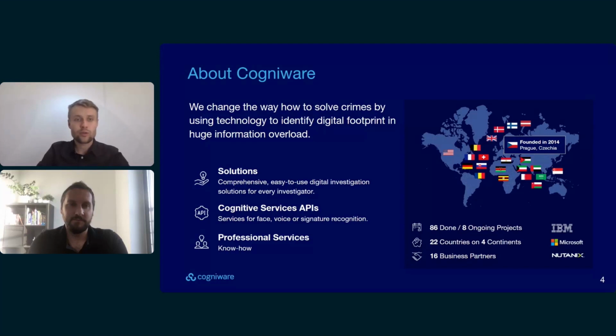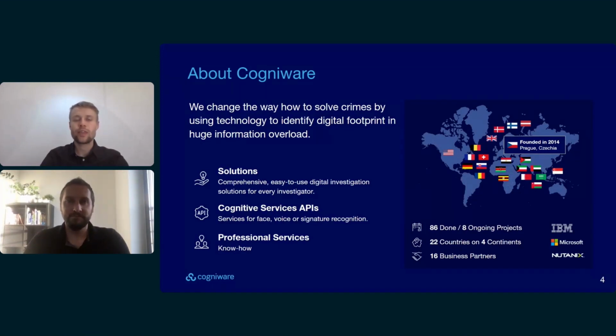We have our standard solutions, which are very simple, easy to use, and fast to install and apply the benefits. One of them is the CDR solution, which is going to be presented today. Aside from that, we also have our cognitive services APIs for face recognition, voice recognition, signature recognition, and so on. All of this is built on our know-how and internal resources, which we call professional services, which means that we are also able to do enterprise projects based on customer needs. So that's about it from the introduction of Cognivar company.